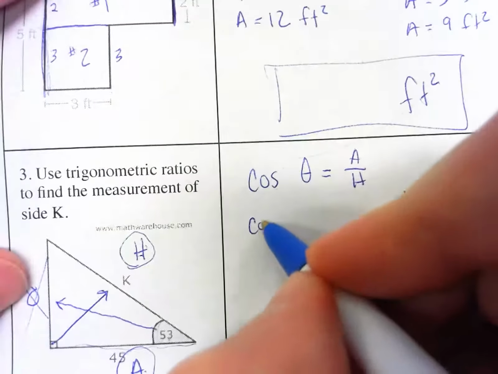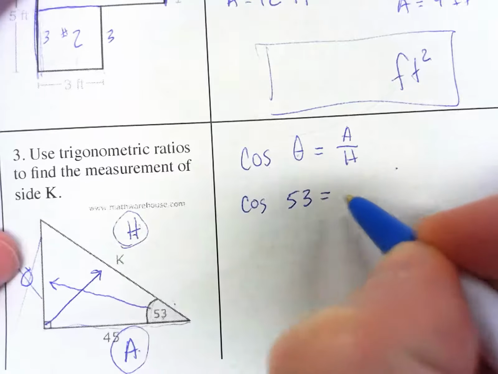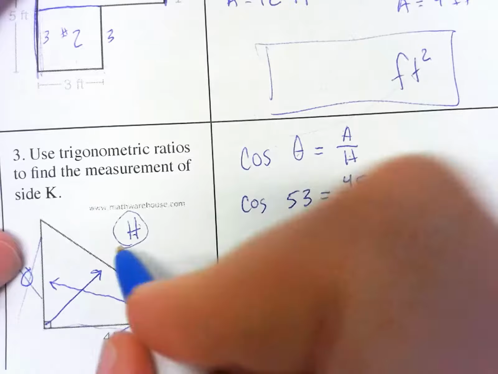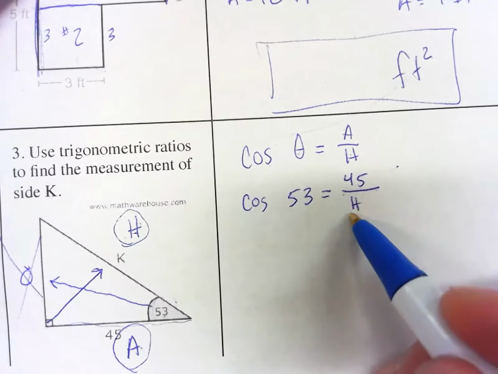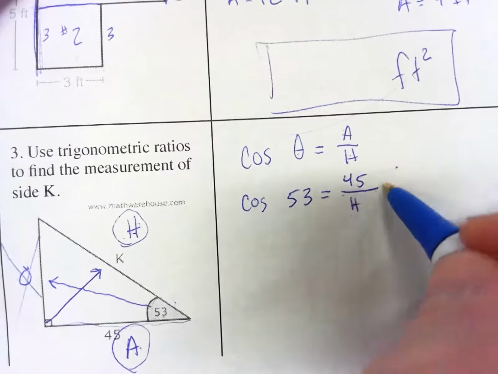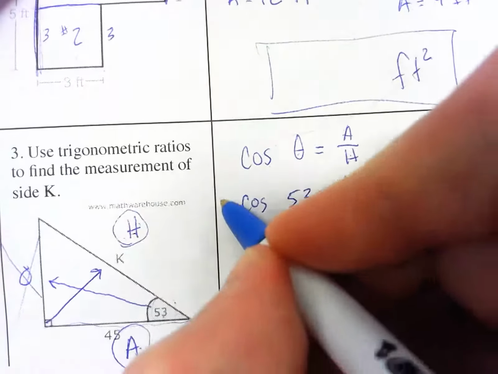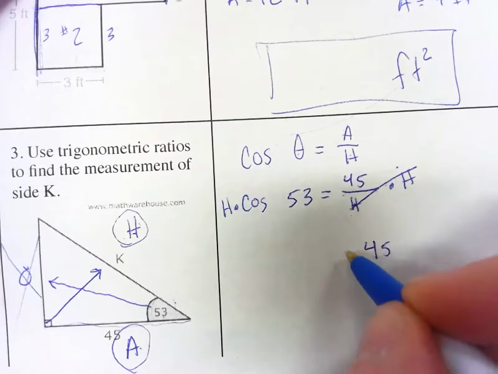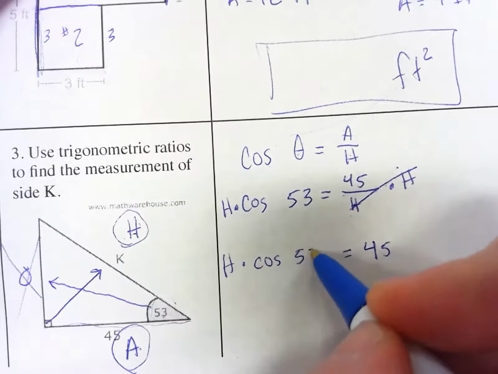So cosine theta is going to be our angle, in this case 53 degrees, equals adjacent, so that's going to be 45, over hypotenuse. We have no idea what hypotenuse is, so I'm going to keep it as h. It's being divided by h. Now remember, when the missing side ends up on bottom, we have that extra step. So I'm just going to multiply by h on both sides, because that's going to cancel out. Multiply by h. So this cancels, and I'm left with 45 on this side, and then h times cosine 53.